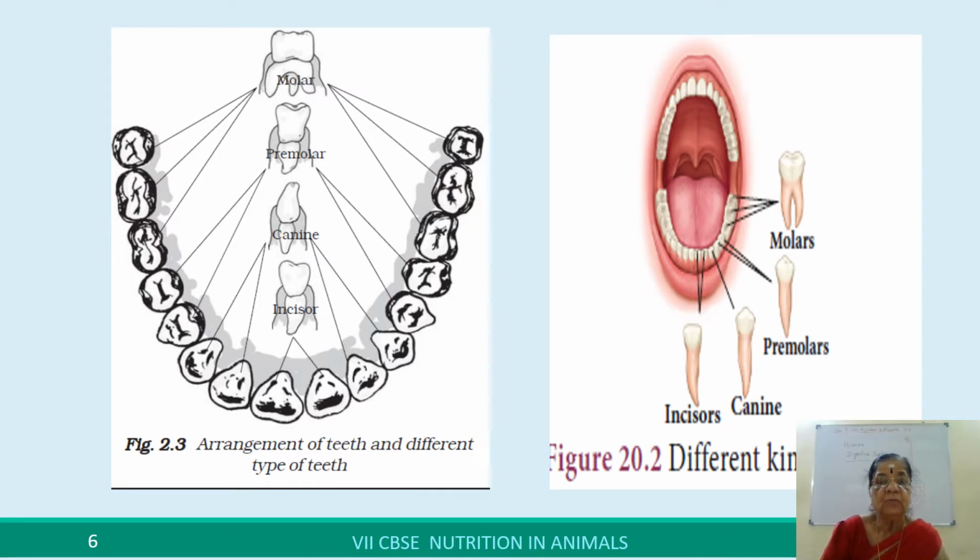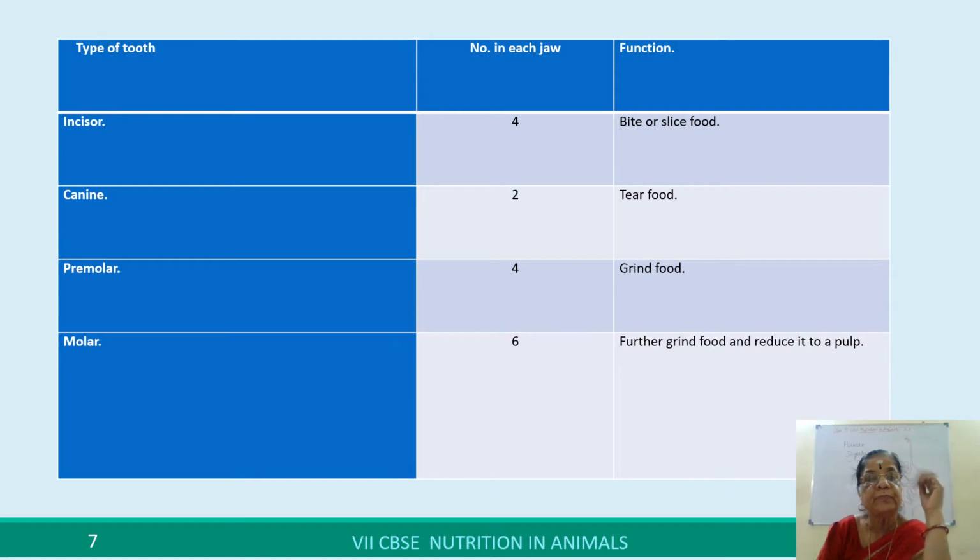So the macromolecules are broken down into micromolecules with the help of these 4 types of teeth: incisors, canines, premolars and molars. These 4 types. Right? Then next, it is again the types of teeth in each jaw.